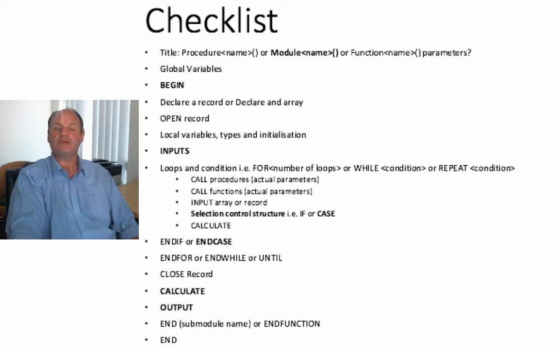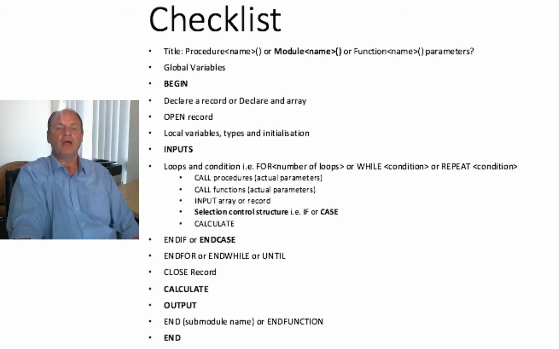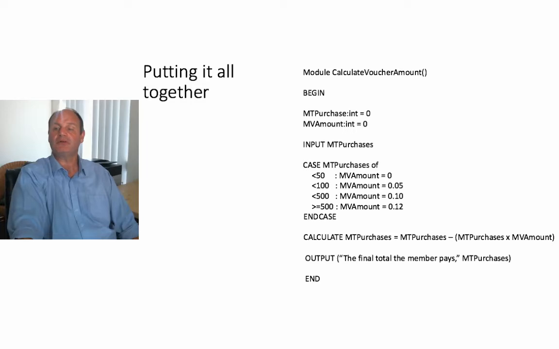After the calculation comes the output. Within the brackets and in speech marks, you will see a string of words which are to be printed. After these words, the variable amount for MT purchases will also be shown. To close out this algorithm, we finish with the keyword end. Here is the solution in its entirety.